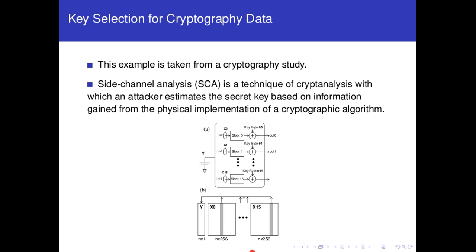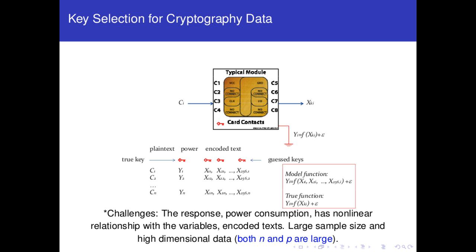We also apply our approach to another application data. This data we collect from side channel analysis. The goal is to select key variables for cryptographic data. This analysis is a technique of cryptanalysis where an attacker estimates the secret key based on information gained from the physical implementation of a cryptographic algorithm. The response is power consumption, which has a nonlinear relationship with the variable, the encoded text.